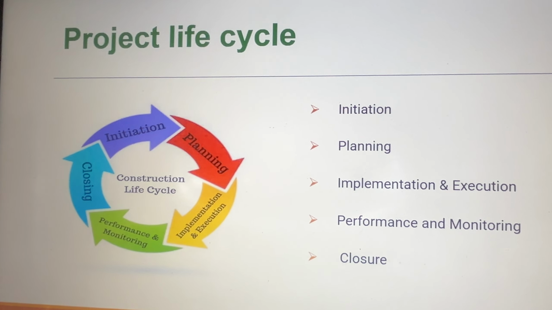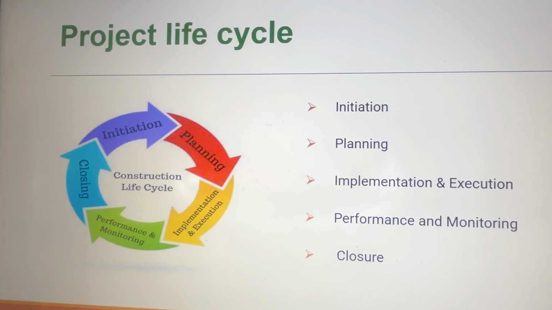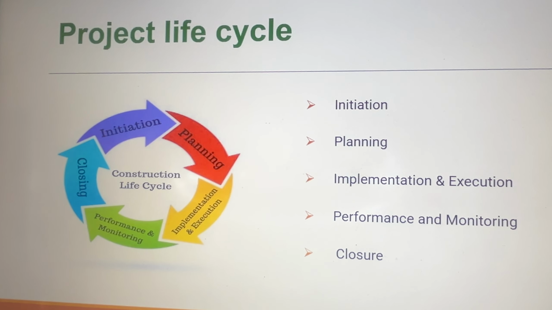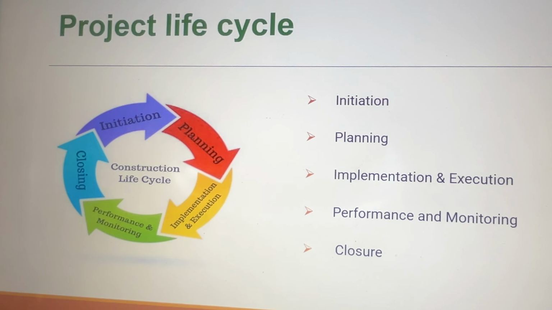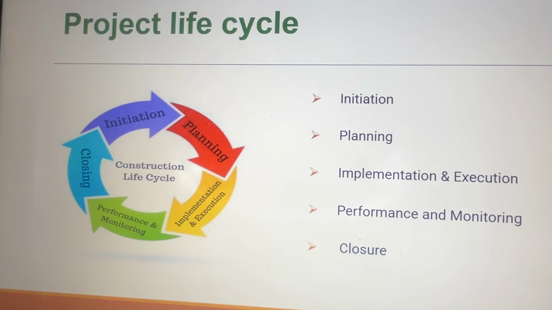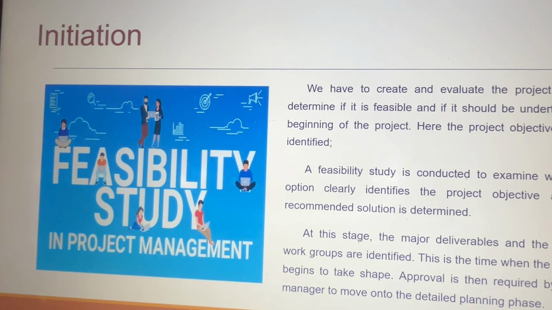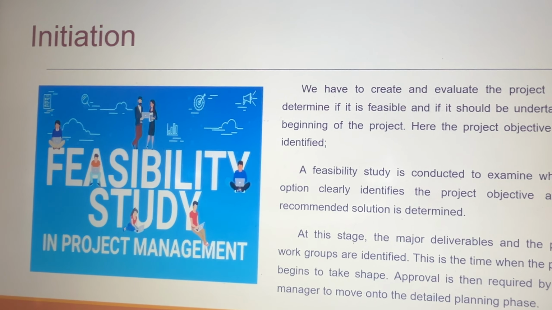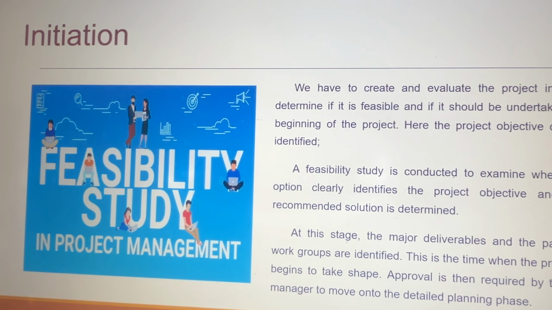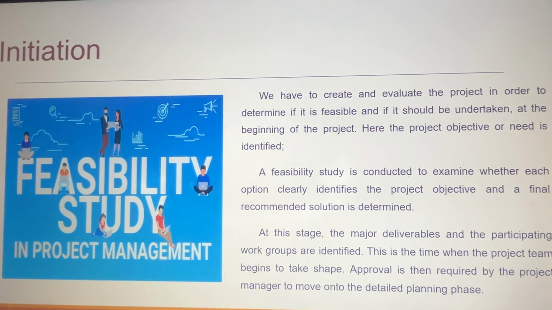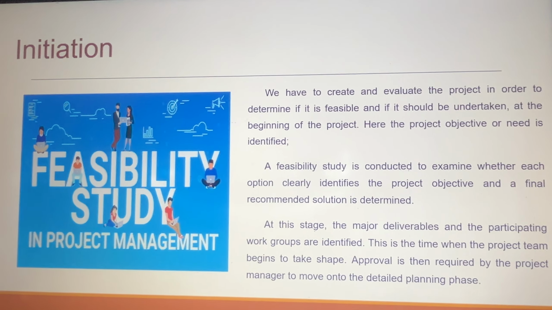Next is the project life cycle. After completing the first five stages, you go with initiation, planning, implementation and execution, performance and monitoring, and closure. That is all about the project life cycle. In initiation, we have to create and evaluate the project in order to determine whether it is feasible and whether it should be undertaken at the beginning of the project.